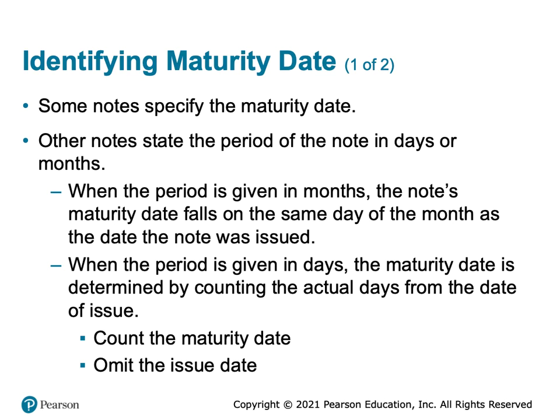If the period is given in days, the maturity date is determined by counting the actual day from the date of the issue. And so when you're doing that, you do include the maturity date, but you do not include, or you omit, the issue date. And so that works out when you use Excel to count the days for you.